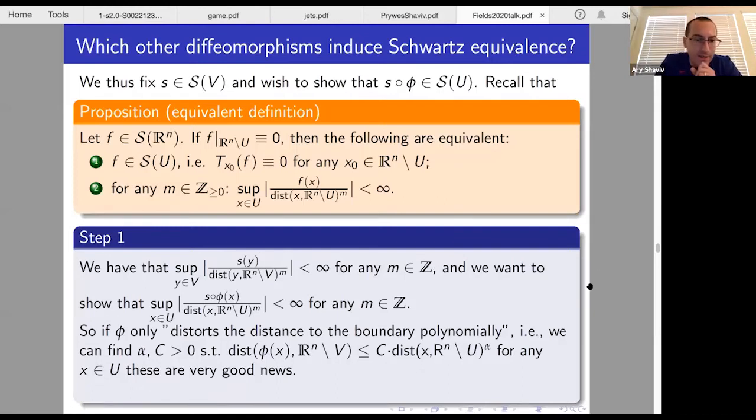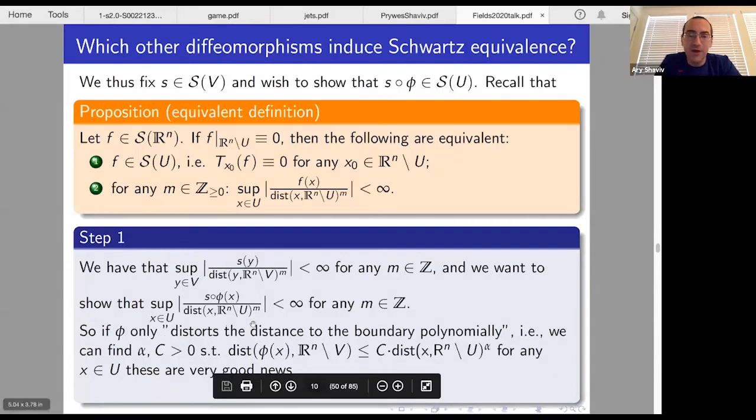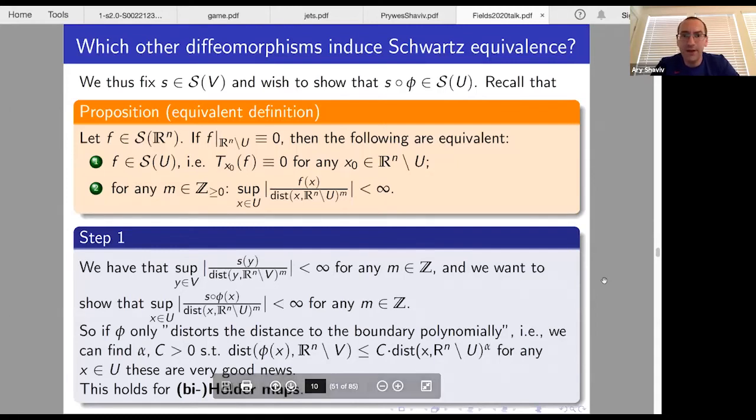And what kinds of functions phi only distort the distance to the boundary polynomially? For instance, Hölder maps. So if we have any Hölder map actually from U to V, then we can show that it has this distance to the boundary distortion property.